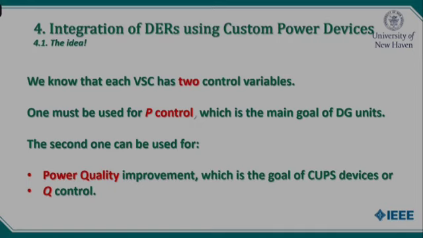Now the second one can be used, for example, for power quality improvement, which is the main goal of the CUPS devices, or it is also possible to use it for reactive power control. We want to use this capability in our case. Next slide.